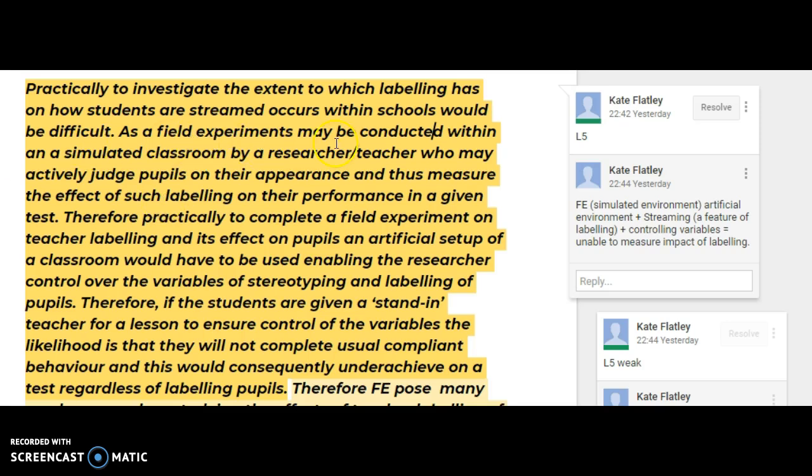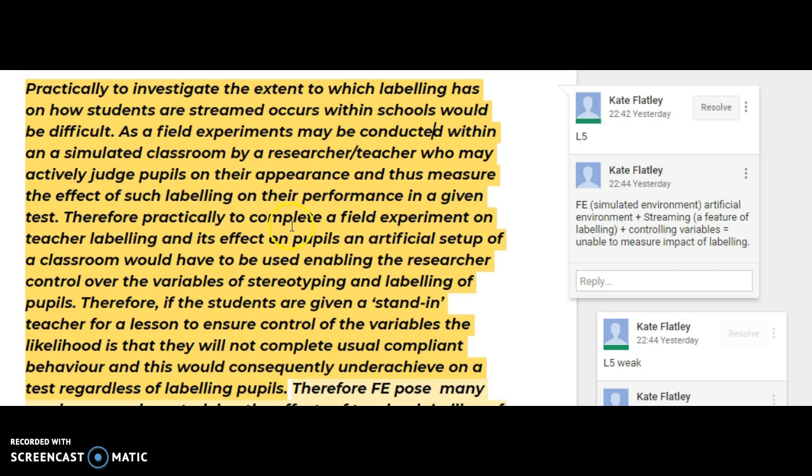She's saying a field experiment might be conducted within a simulated classroom, so an artificial classroom which is created by a researcher who is acting like a teacher. I think that's what she's implying with that, who then is actively judging the pupils on their appearance and measures the effect of labelling on the performance in a given test. So the student is painting a picture about a scenario of what a field experiment might look like.